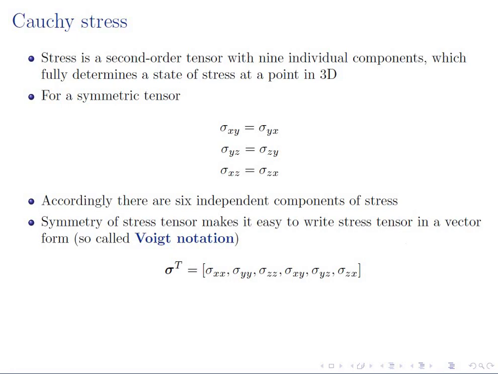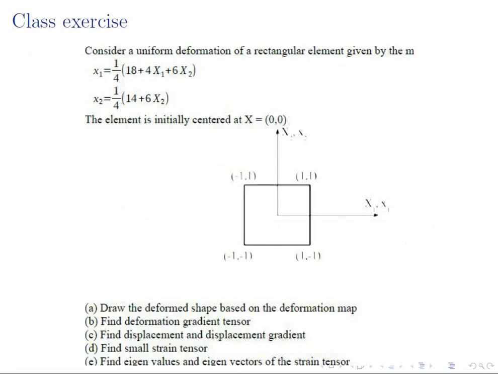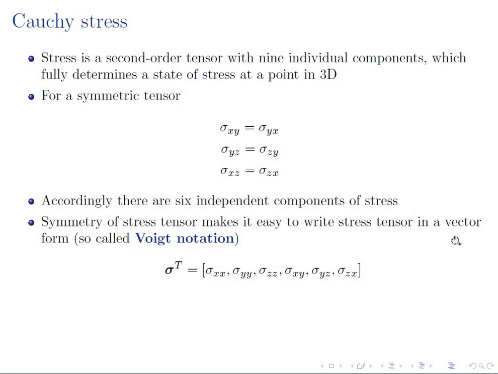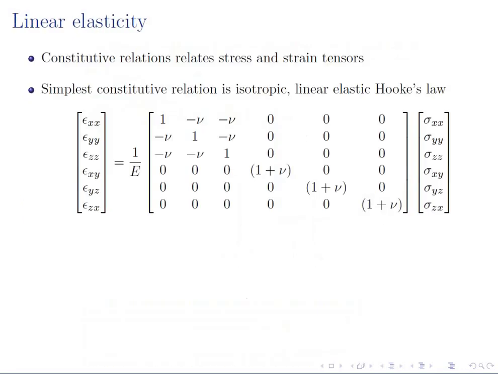Again, for mathematical simplification and computation, we can arrange this second order tensor, or this matrix form, into a vector form for ease of calculation using the Voigt notation. This kind of notation or representation, where we shrink down the dimension of a matrix, is called Voigt notation. So now we have the complete definition of stresses.